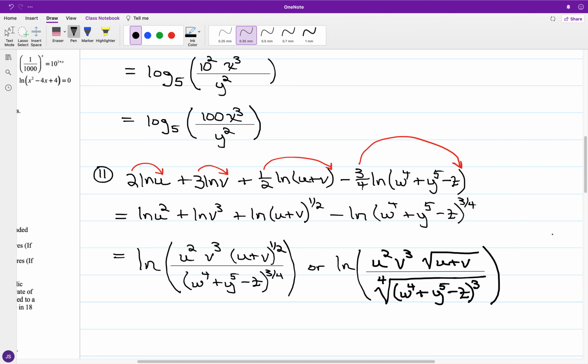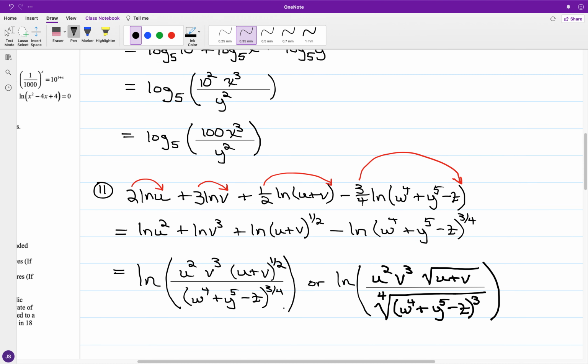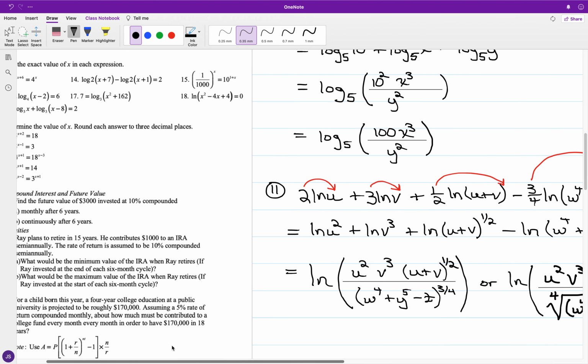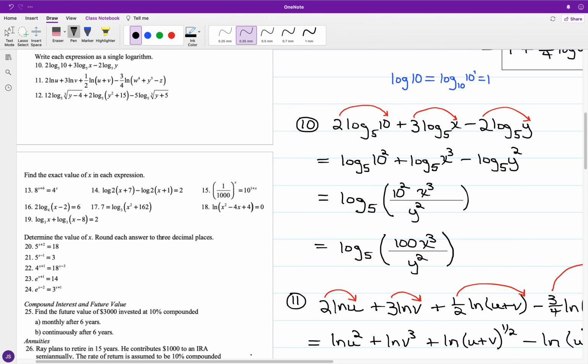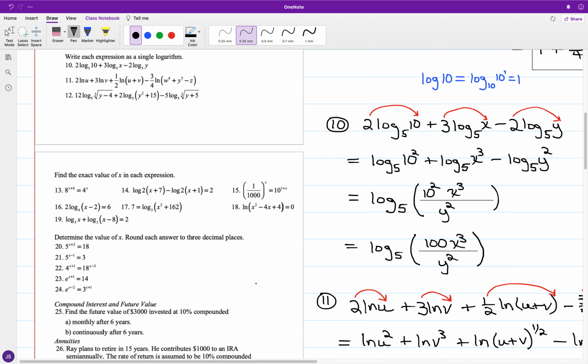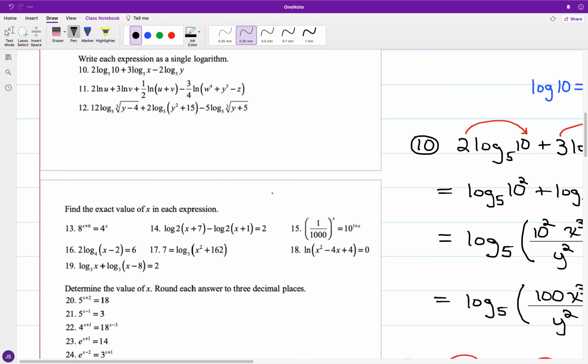All right, now for what we have in the case of number 12, another little bit of a trick item. So in the case of 12, you have 12 times the base 5 logarithm of the cubic root of y minus 4, plus 2 times the base 5 logarithm of the quantity y squared plus 5, and minus 5 times the base 5 logarithm of the cubic root of y plus 5.